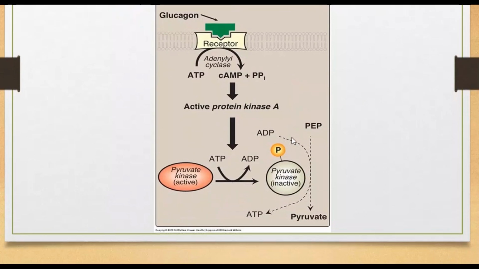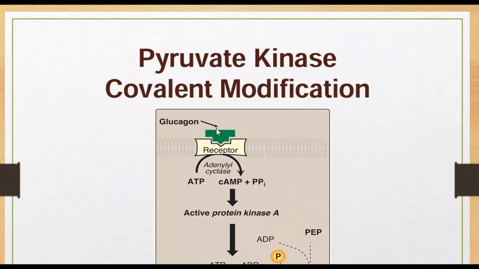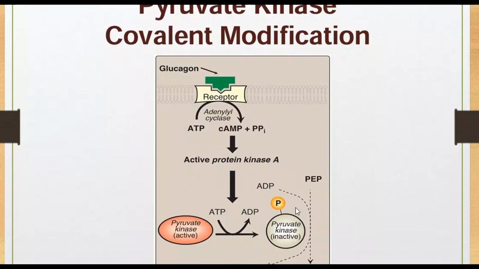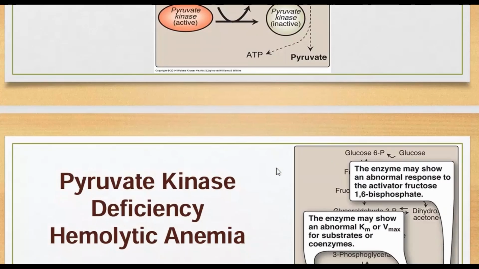So this is the mode of action when glucagon comes. This is the hormone. It comes from the alpha cells of the pancreas. It binds with the receptor. Then ATP, with the help of adenyl cyclase, through the cyclic second messengers, will activate the protein kinase enzyme, and ultimately pyruvate kinase is in the inactivated form. It will again inactivate with the help of ATP. So in this way, the glucose molecule can be regulated here.